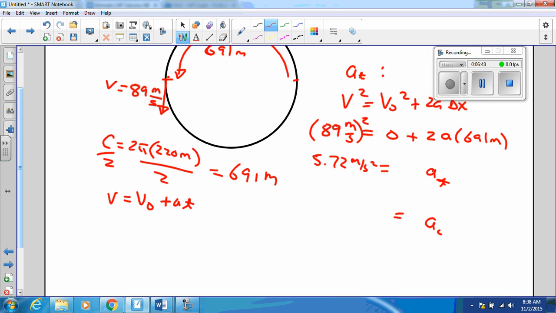Oh, you just use V squared over R. That's it. And that gives us 89 squared, again, divided by the radius of 220. And let's see if I can do this a little better this time. So 90 times 90 ought to be 8100, divided by 220 ought to be a little under 40, about 37 meters per second squared.